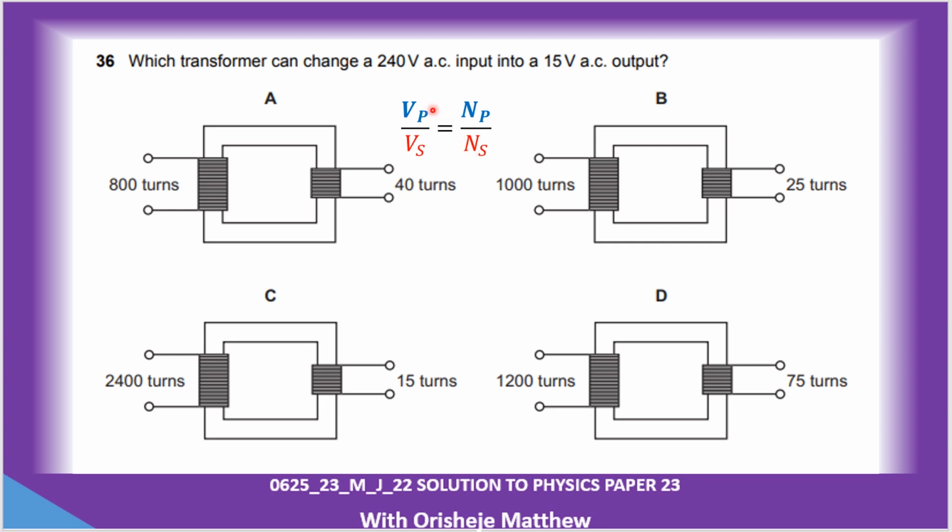We can see which one corresponds here, but we have this ratio. So you have 240 divided by 15 volts, that will give you 16. So which of them will give you the same? Primary turns 1200 divided by 75 will give you also the same ratio. So the answer is D.